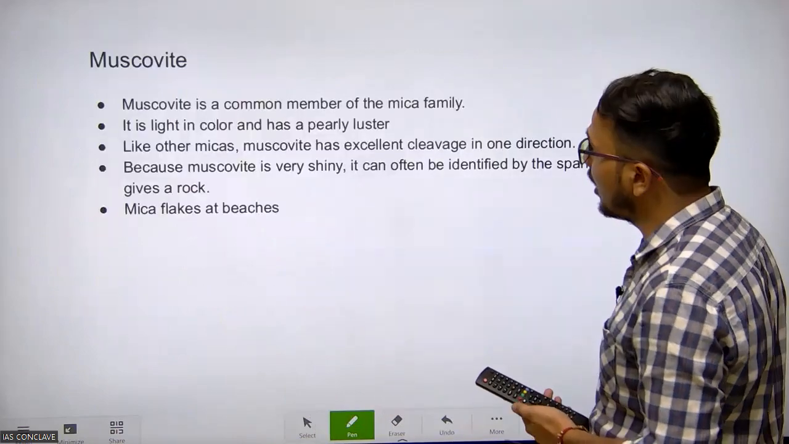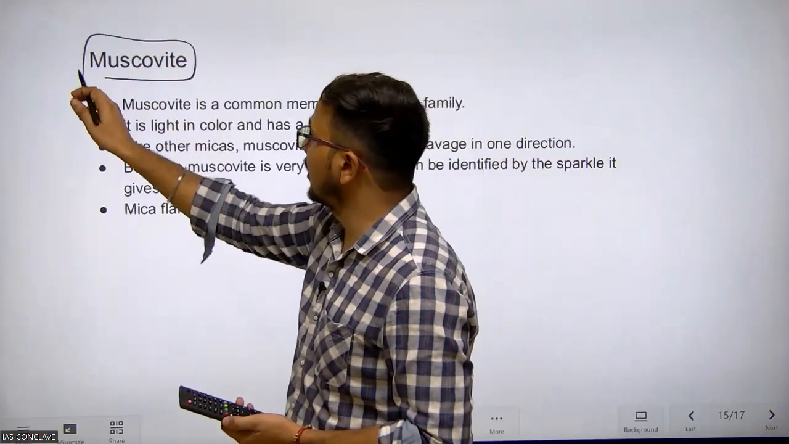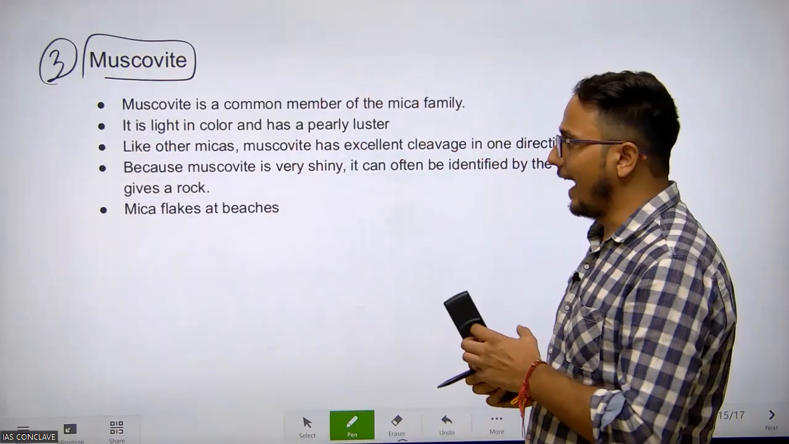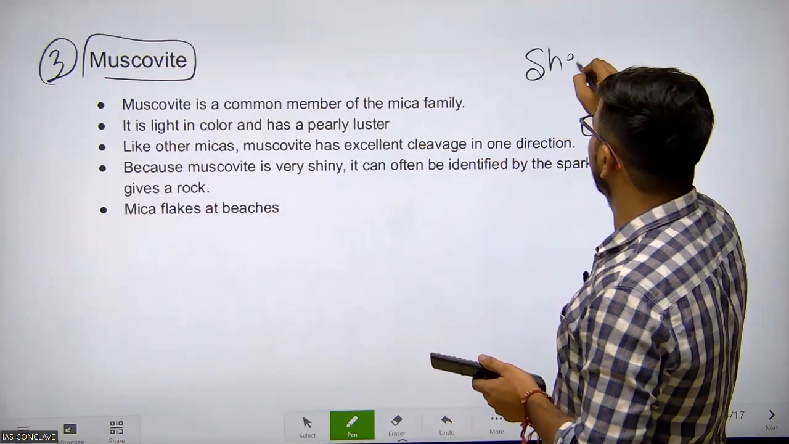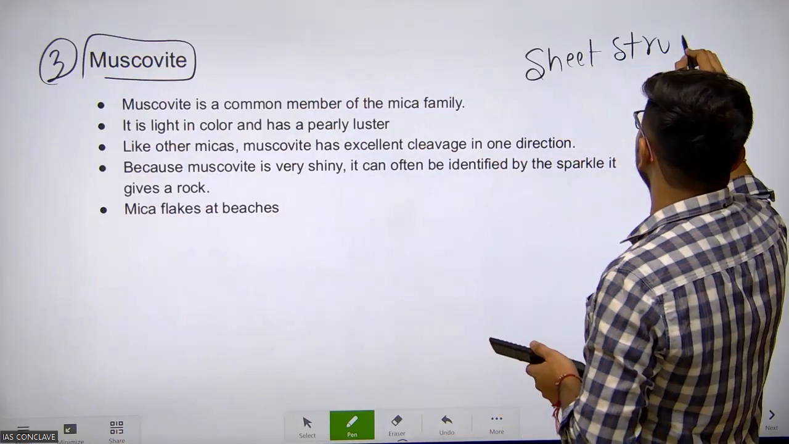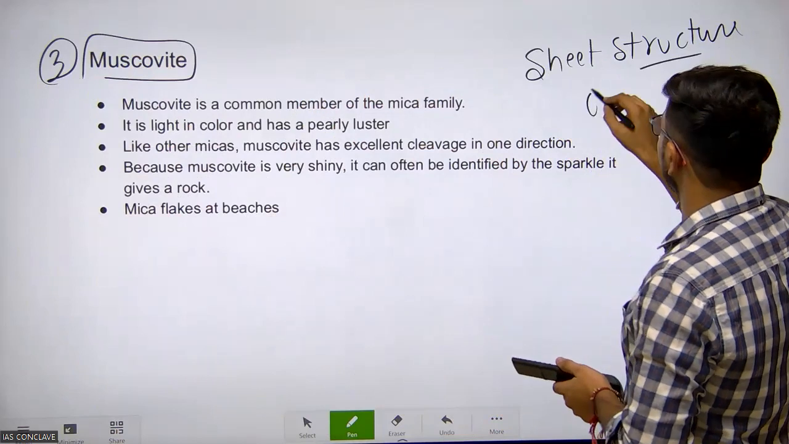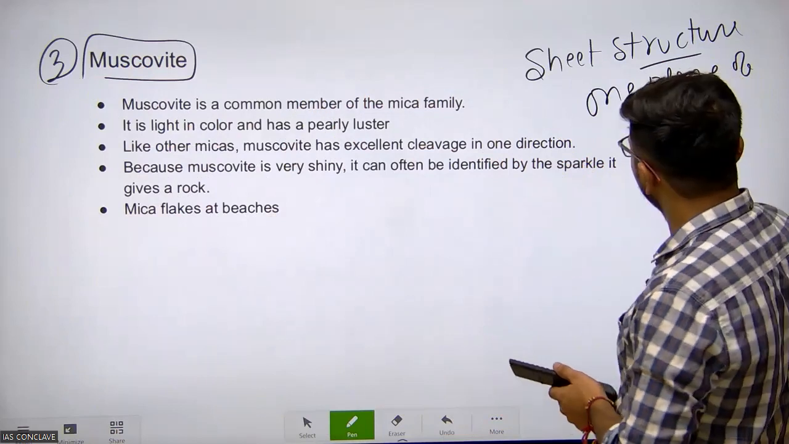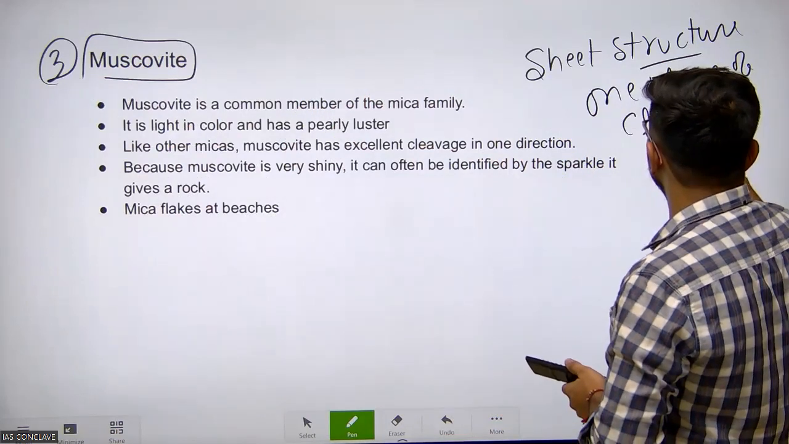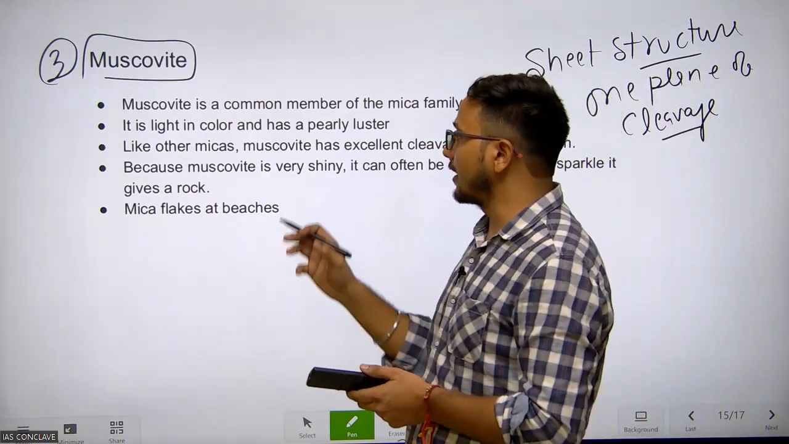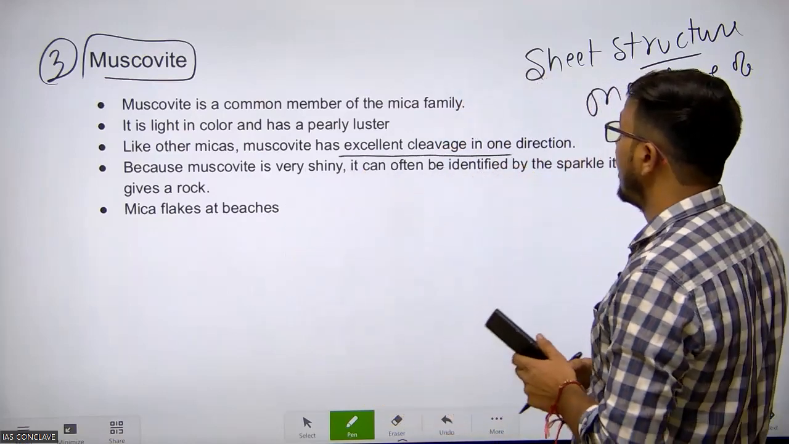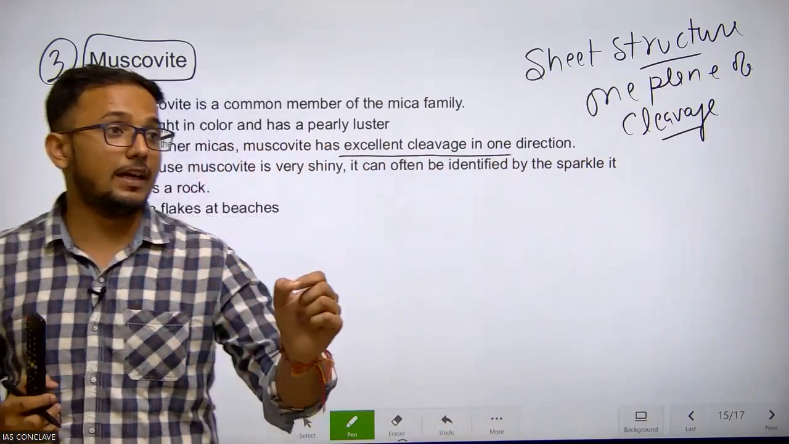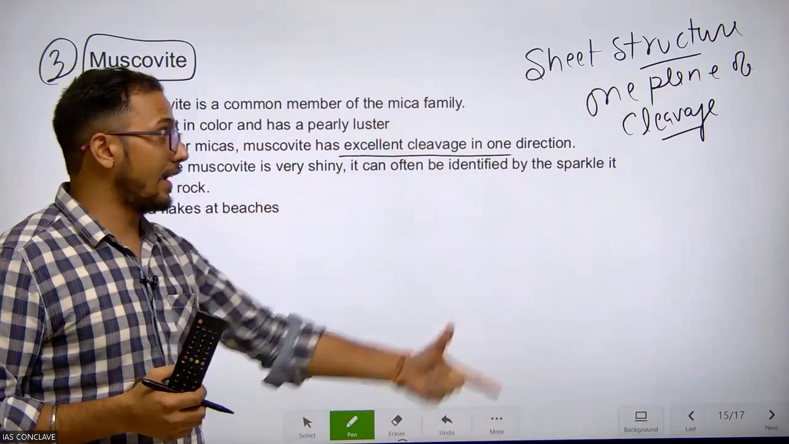Okay, now look at the third one. This is the third one, muscovite. Muscovite is a common member of the mica family, and it forms a sheet structure. If it has a sheet structure, that means it has one plane of cleavage. Like other mica, muscovite has an excellent cleavage.